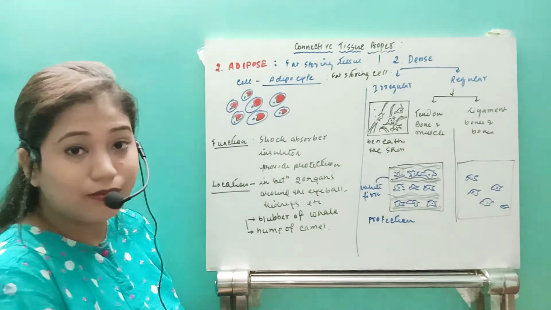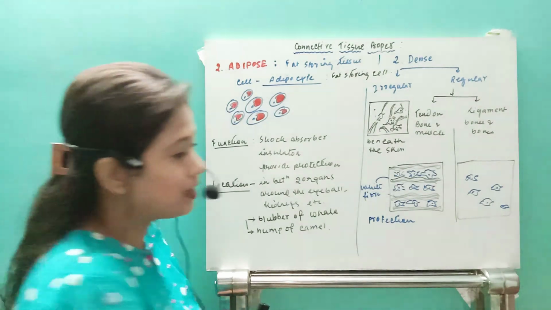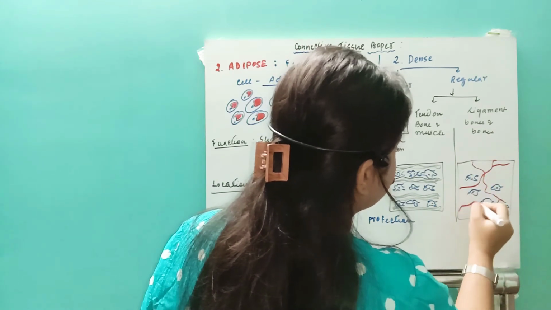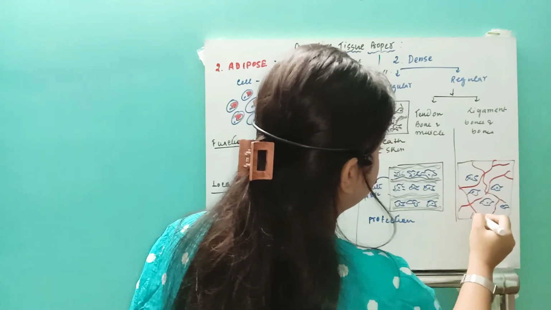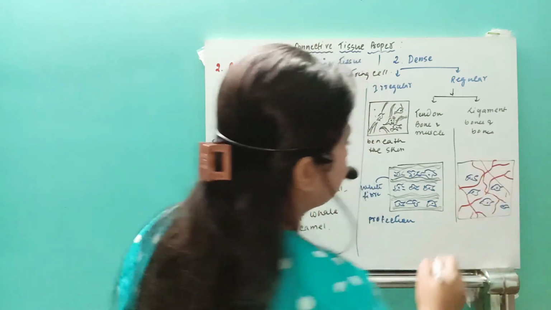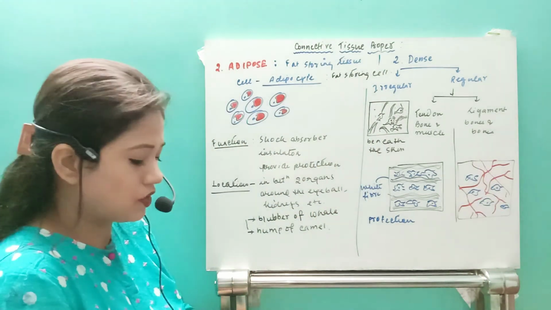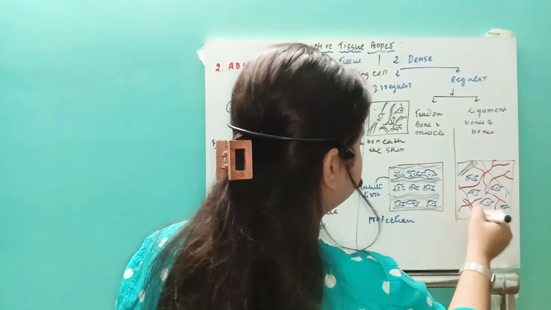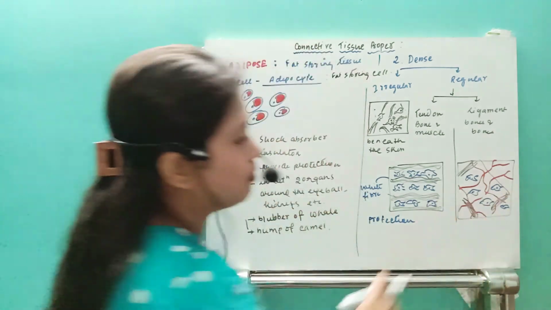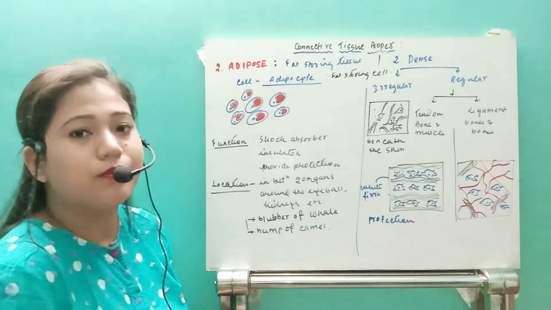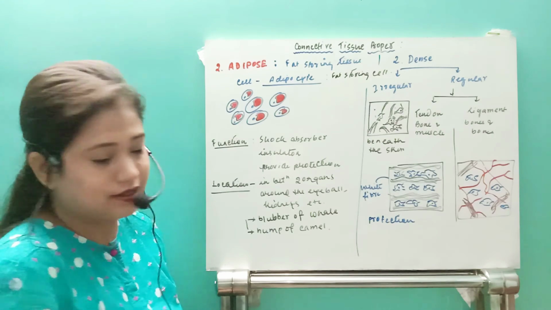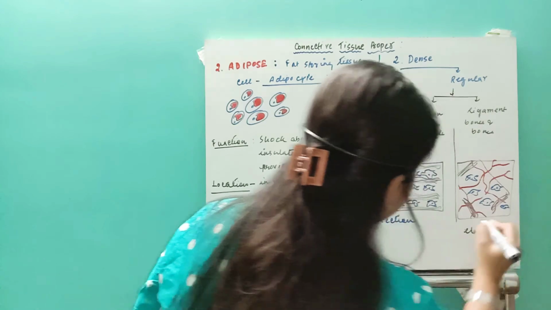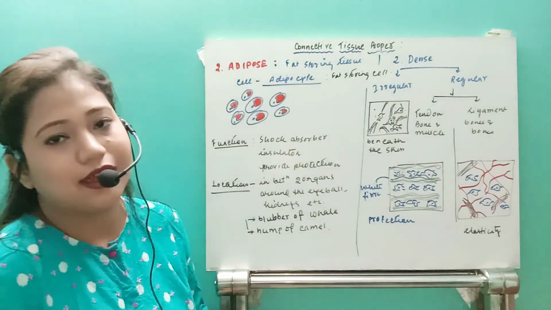So the type of fiber present here is the elastin protein producing yellow fiber. Okay, so we have the yellow fiber. Basically, it's not that collagen fiber is not present. It is also present, but along with that, it will have the yellow fiber. Because of that, it will provide elasticity. Okay, so that is the dense type of connective tissue.